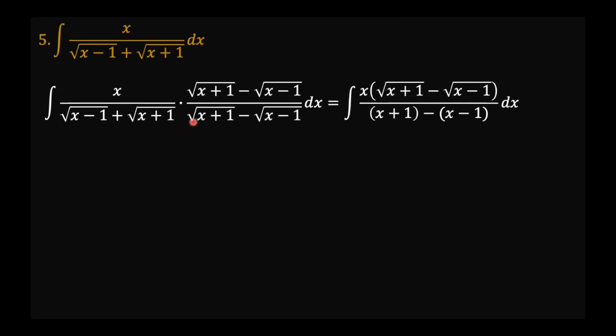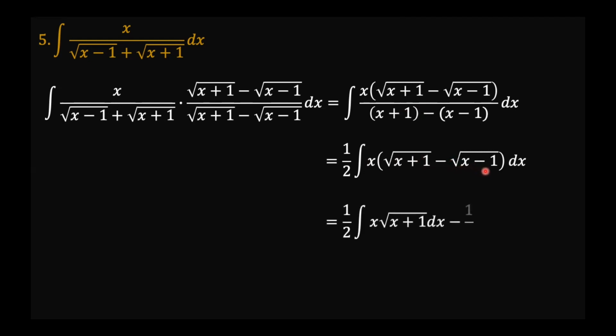So we have the square of the square root of x plus 1 minus the square of the square root of x minus 1. So we have x plus 1 minus x minus 1 in the denominator. The x cancels out, and 1 minus minus 1 is 1 plus 1, which is 2. So we have a half as our constant, times x times the root of x plus 1 minus x times the root of x minus 1.